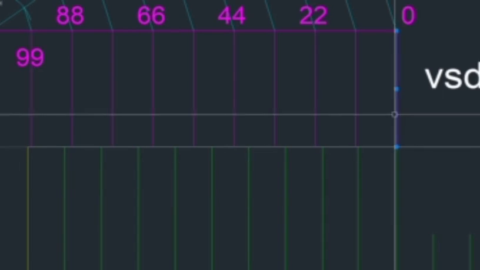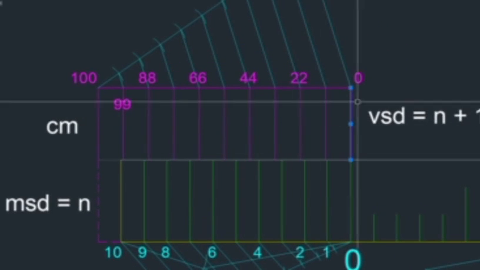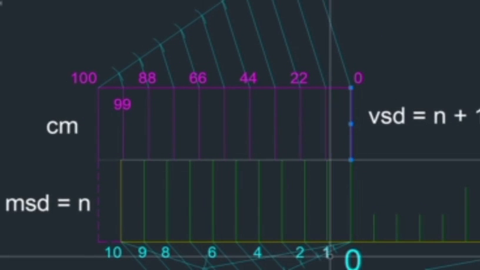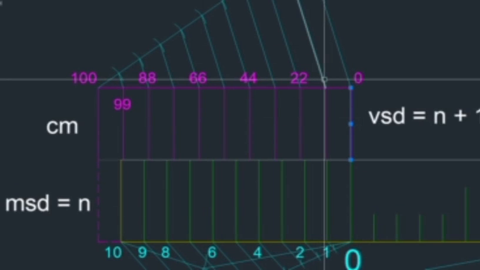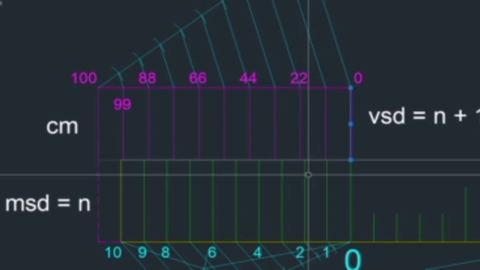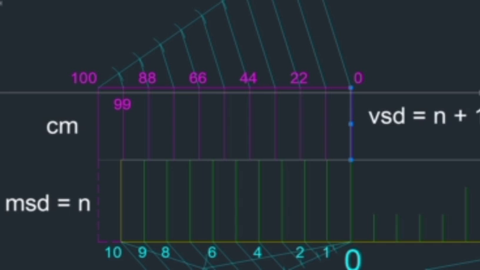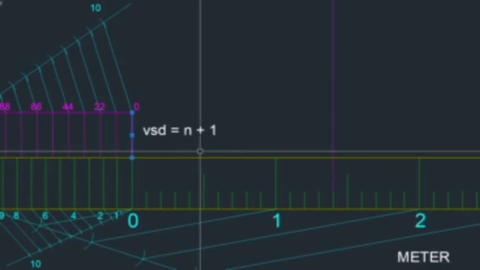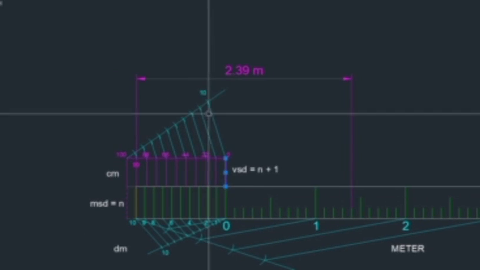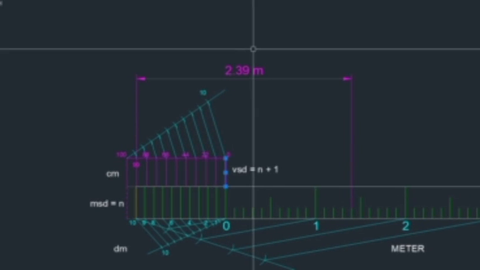Clear? Now you have to write the potential. Here this is 10. Here 11. That is the difference. Okay. And you have to mark 2.39.